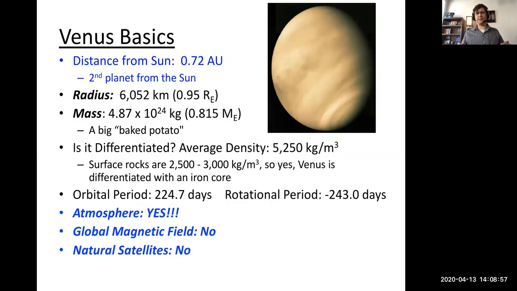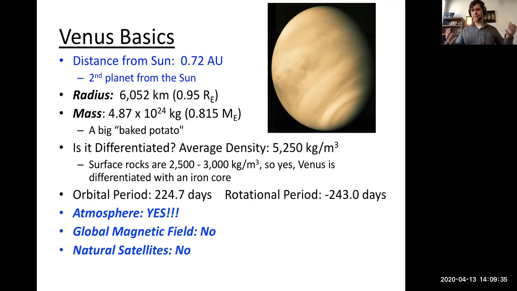Let's look at some of the basic data. We're at the second planet from the sun, with a semi-major axis distance of about 0.7 AU. How large of a planet is it? From center to surface, it has an average radius of 6,052 kilometers. Compare that to the 6,378 for Earth, and you can do a little bit of math and realize that is 95% the size of Earth. So its radius is about 0.95 Earth radii. Now let's compare the mass. It's 4.87 times 10 to the 24th kilograms, which comes out to 81.5% the mass of the Earth.